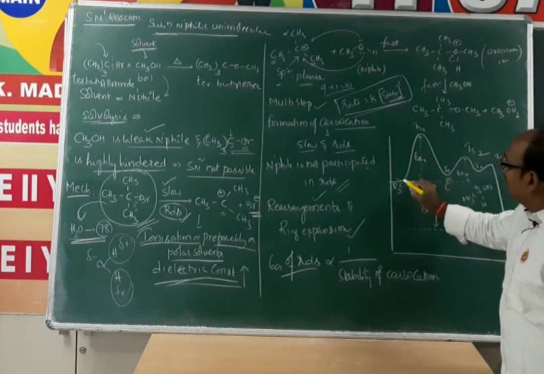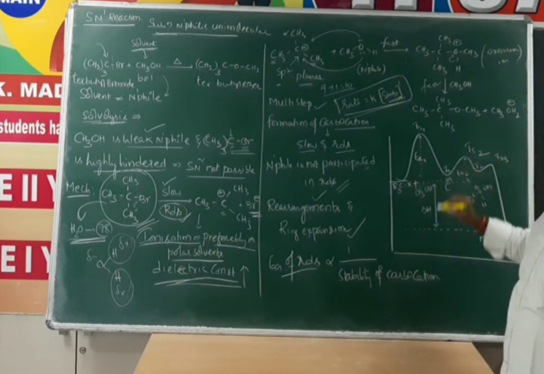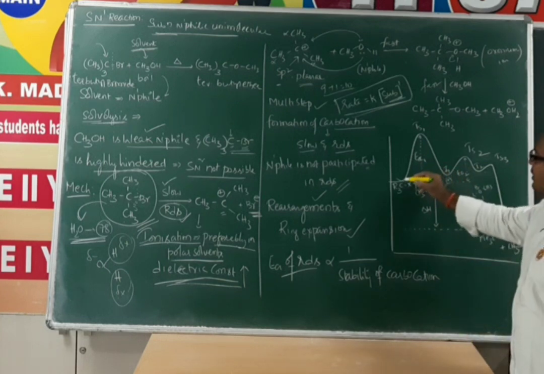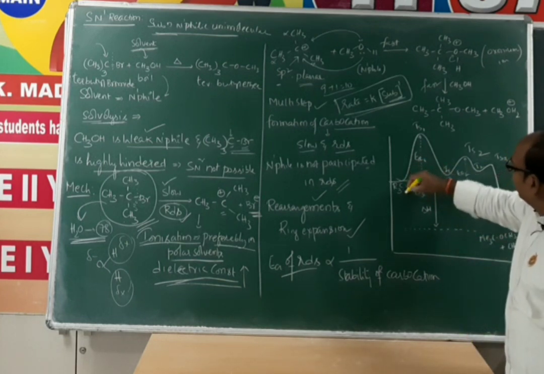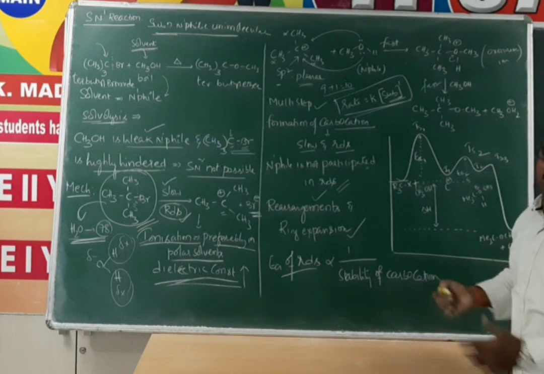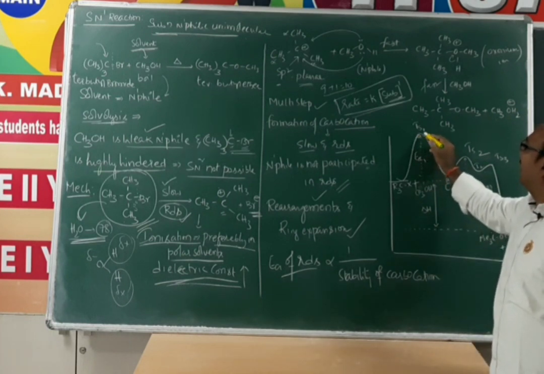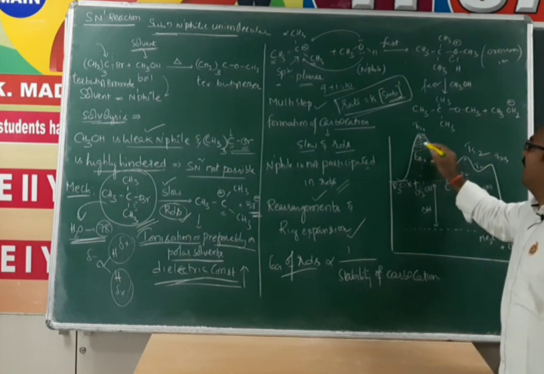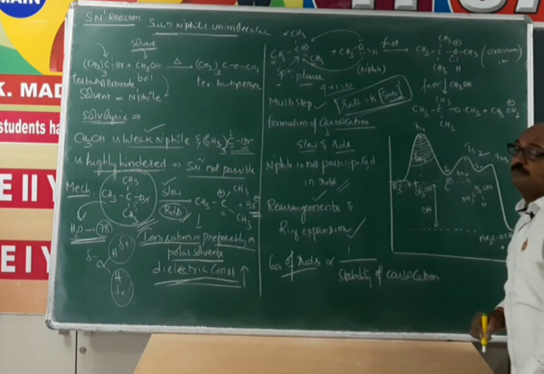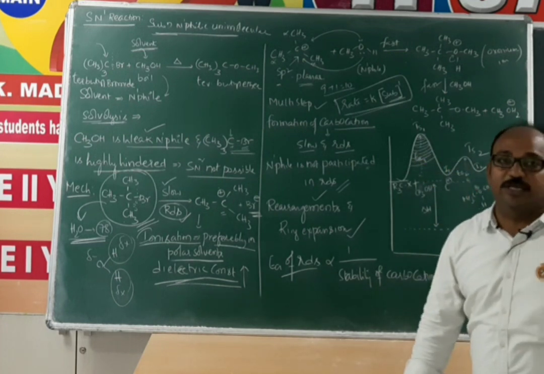Now, reactants are not going to convert directly into intermediates. If reactants want to convert into intermediates or products, first of all they have to get this much energy. This is what we call the transition state.